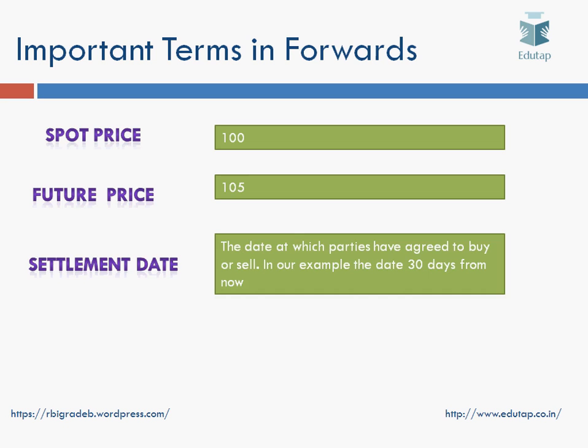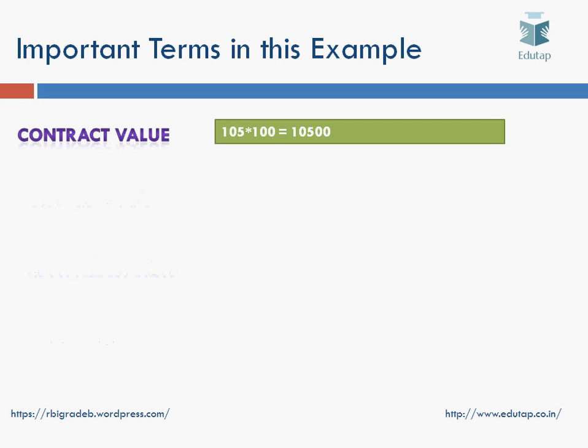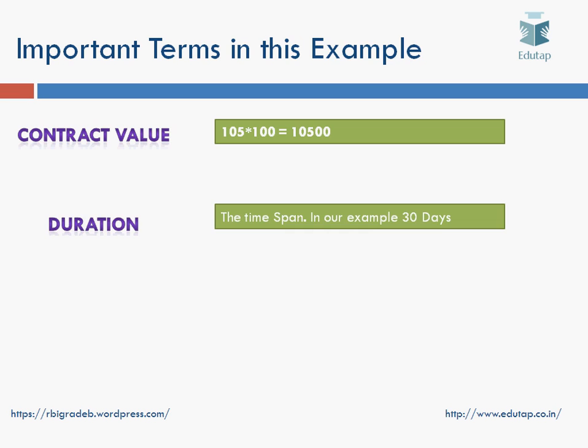Settlement date, again the date at which both the parties have agreed to buy or sell. In our example, the date would be 30 days from now. The contract size in this case is 100 shares of Reliance. What is the contract value? Again, the contract value is a multiplication of the future price and the contract size. The future price is 105, the contract size is 100, so the contract value becomes 10,500. Duration, it's the same, the time span of our contract would be 30 days.